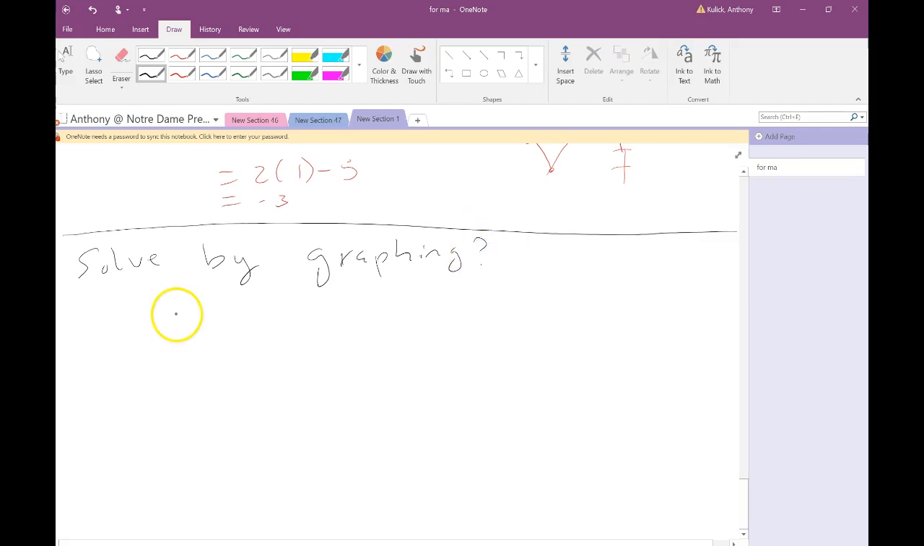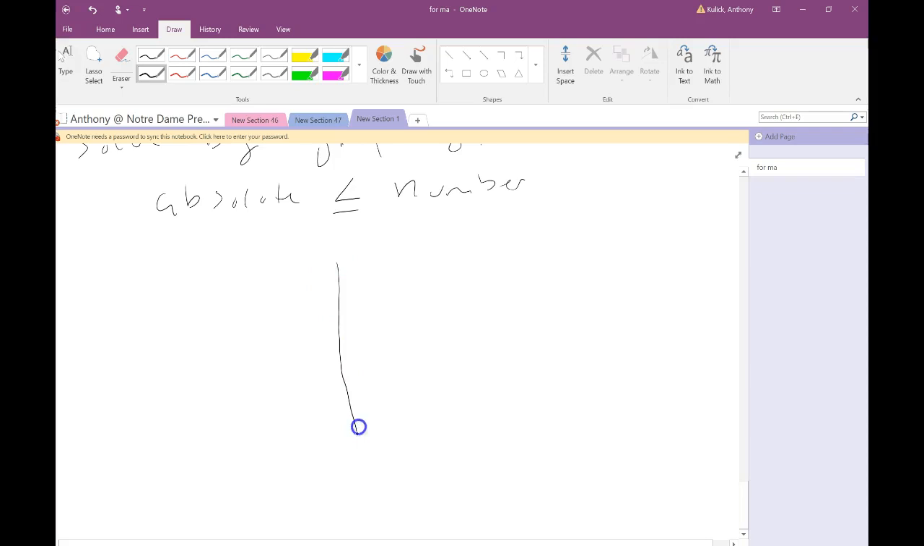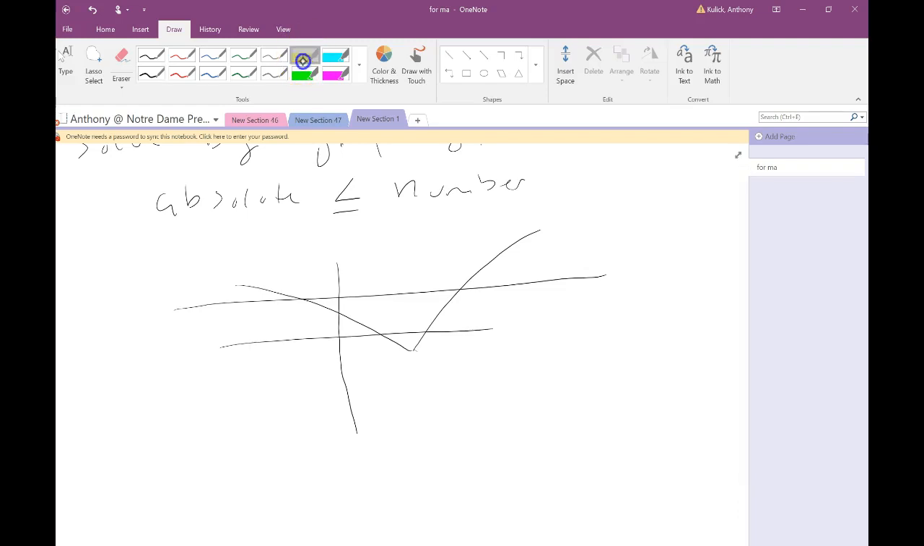So if I had something like absolute value less than or equal to some number, I might graph the absolute value part, and I might graph the number part. So if I do that, it's either I'm talking about the part that's below the number, or I might be talking about the part of the absolute value that's above the number. Right? What I'm going to do to make that decision is look at my inequality.